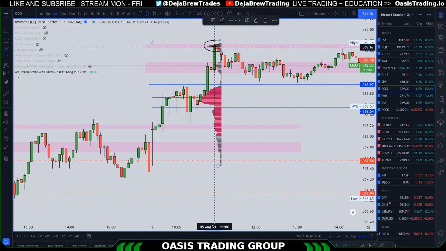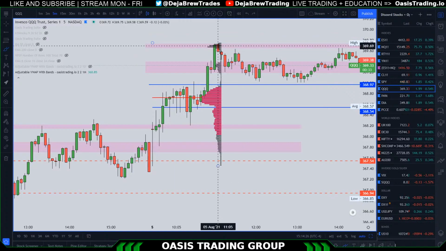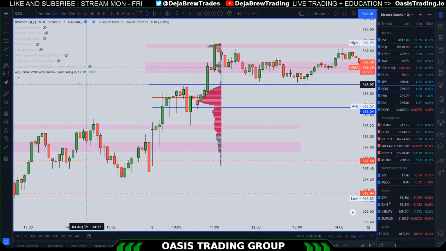The second that it pushed up into that zone, you had a lot of sellers come in, and that node built pretty much instantly. So that was indicative that the sellers are very strong around 369.70, and they do not want price to go higher than that. They're rejecting that price. Okay.